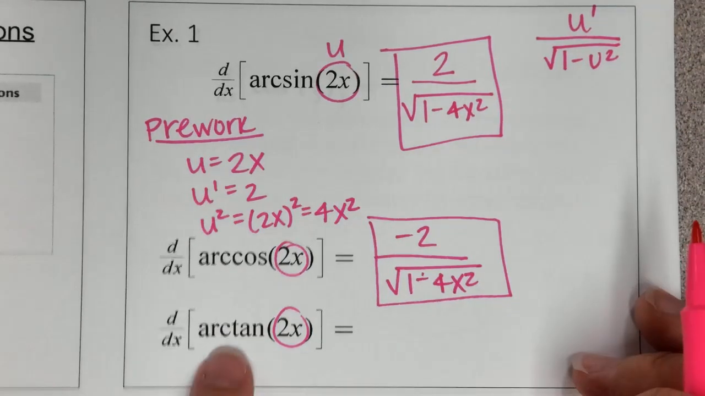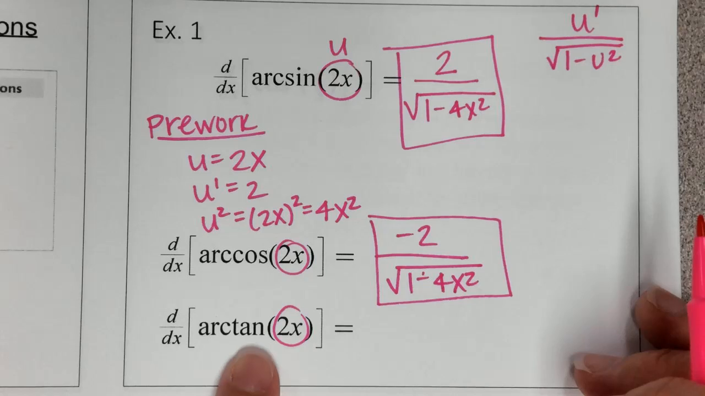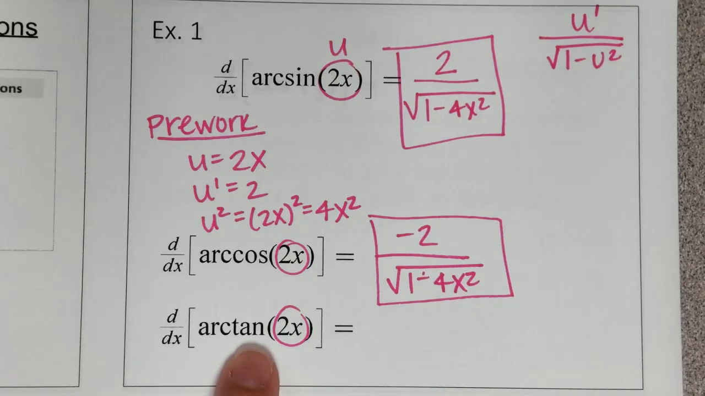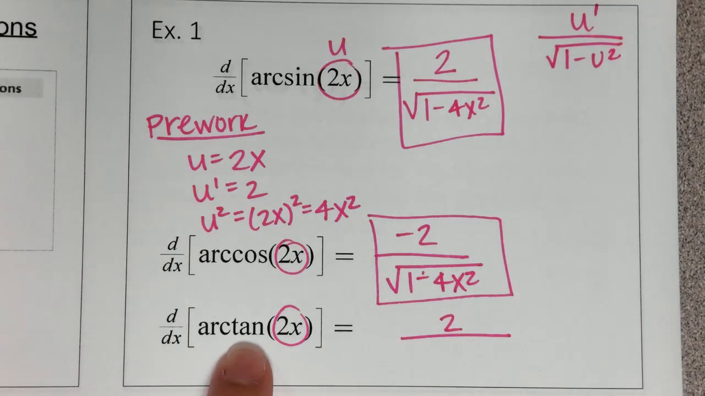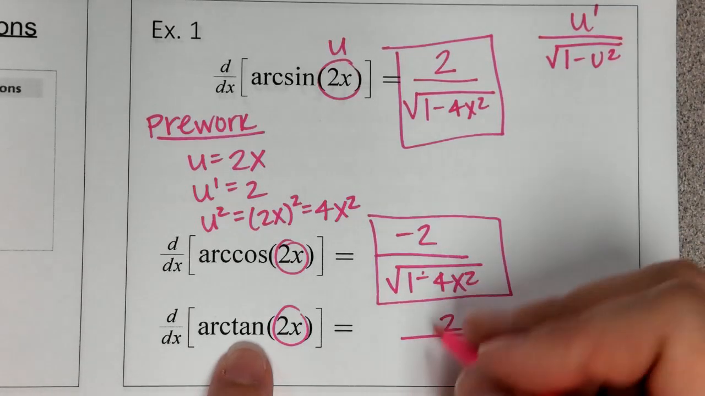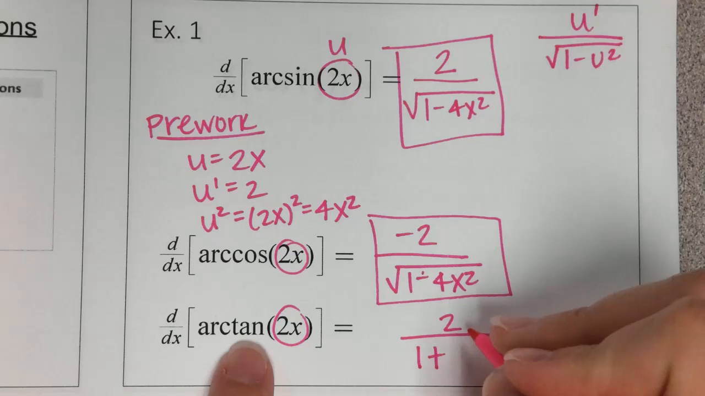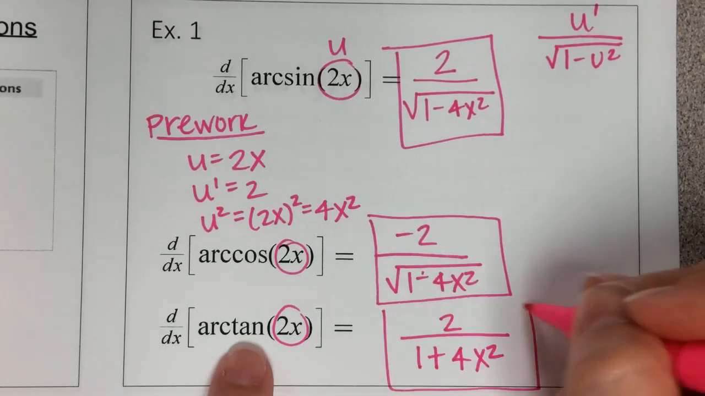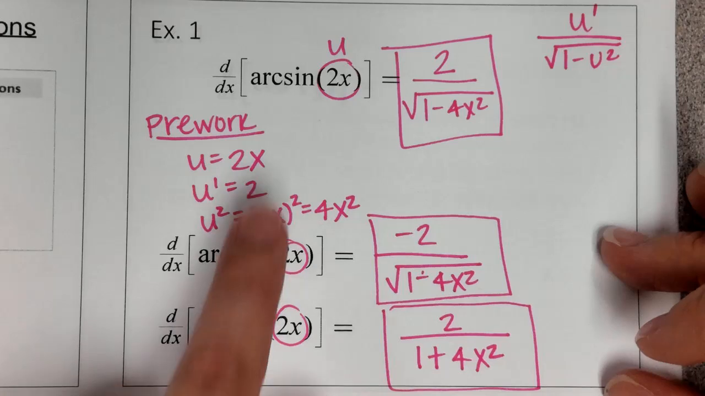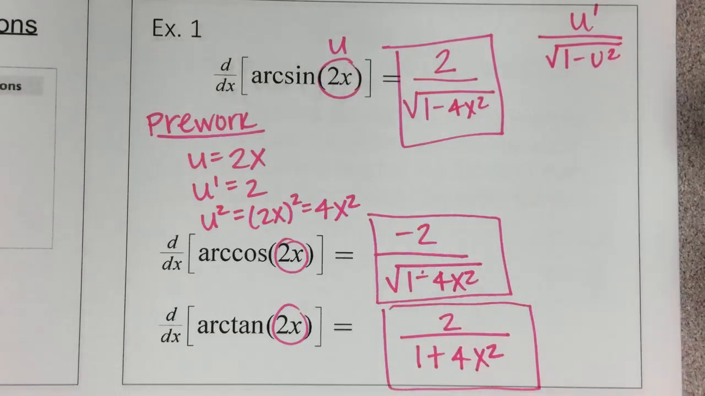What about the derivative of the arctan of 2x? So it's going to be positive u prime over, this one's the plus, 1 plus u squared. This one does not have a square root in it, and that's it. So once you've done the pre-work, it should be easy to find any of the 6 inverse trig derivatives from that point.